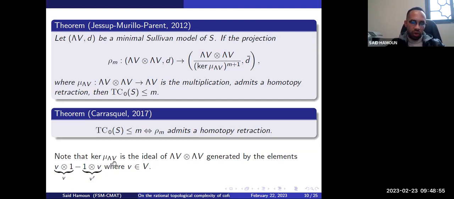Here, note that the kernel of mu lambda V is an ideal in the algebra lambda V tensor lambda V, which is generated by the elements of the form v tensor 1 minus 1 tensor v. And here, to alleviate the heavy expression, we identify v tensor 1 to v, and we identify 1 tensor v to v prime for v an element in the vector space V.